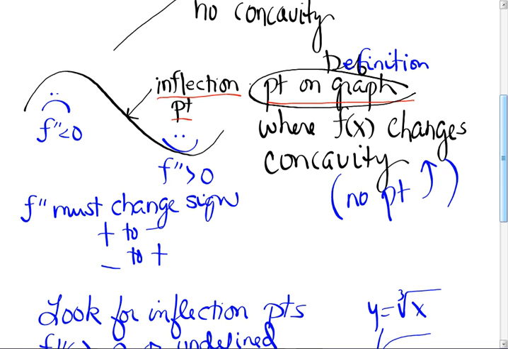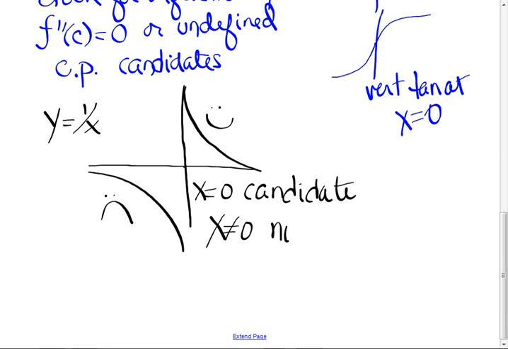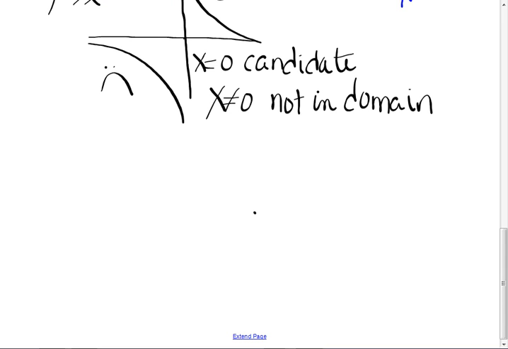I don't believe they're going to trick you with that, though. Probably. I have to sit and really think about that. But x equals 0 would be the candidate. However, x can't be equal to 0. It's not in the domain. Now, the derivative graphs do not need to be continuous. They could be discontinuous. Then the derivative wouldn't exist, would it?